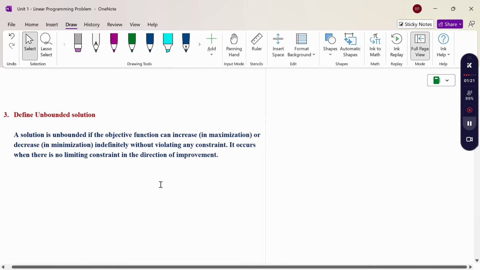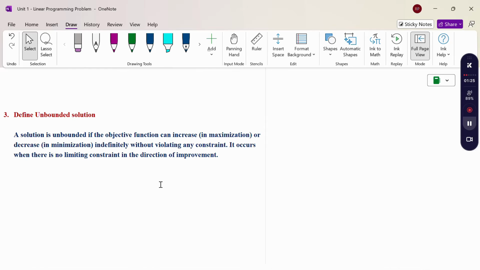Define unbounded solution. A solution is unbounded if the objective function can increase in maximization or decrease in minimization indefinitely without violating any constraint. It occurs when there is no limiting constraint in the direction of improvement. So this is an unbounded solution.